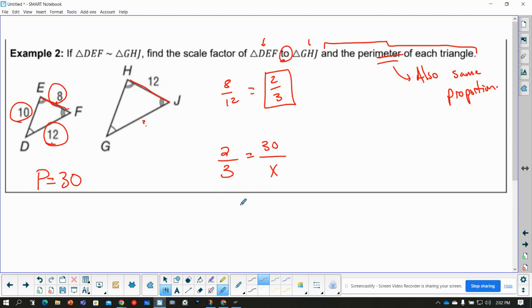30 times 3 is 90. 2 times X is 2X. Divide both sides by 2. I get X equals 45. So the perimeter of this large one would be 45.